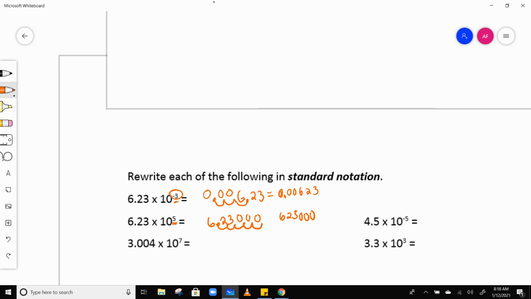Okay, let's go to the next one. 3.004 times 10 to the 7th. So we're going to move it 7 spaces. It's a positive 7, so it's going to get bigger. So we're going to move it 1, 2, 3, 4, 5, 6, 7. 1, 2, 3, 4.